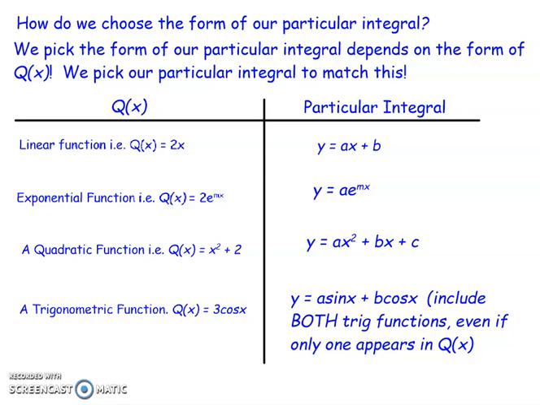Now, we've got to ask ourselves how we pick the form of our particular integral. Well, we pick it based upon what q of x is. So if q of x is a linear function, i.e. 2x, the particular integral we pick is y equals ax plus b. If it's an exponential, so 2e to the mx, we'd pick y equal to ae to the mx. A quadratic, we'd pick y equals ax squared plus bx plus c. And a trig function, we'd set y equal to a sine x plus b cos x. Now, key point to note there is I've included both trig functions, even if only one of them appears in the q of x.